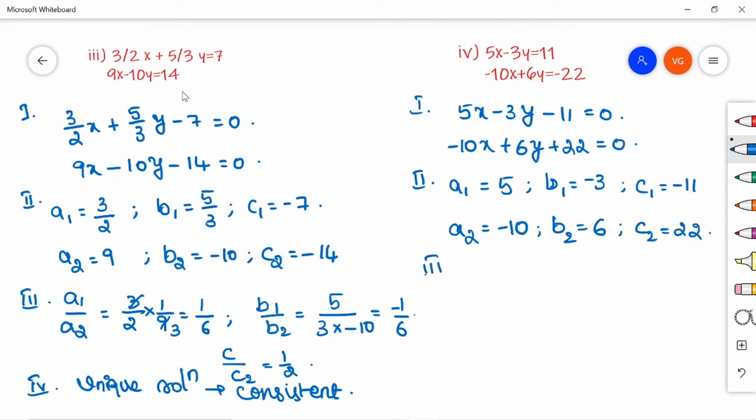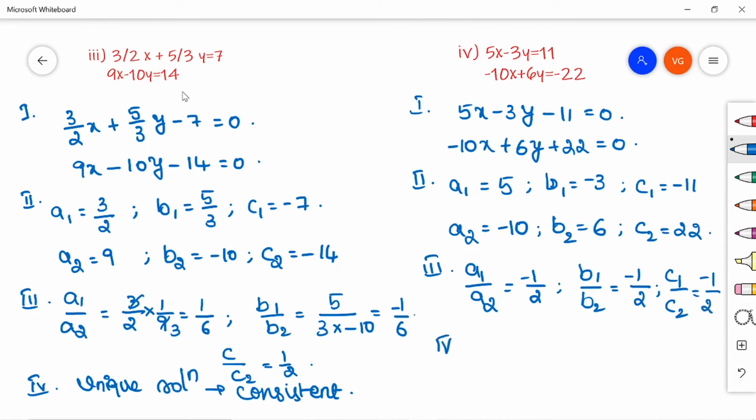Now find out the ratios. a1 by a2 is equal to 5 by minus 10, so that is nothing but minus 1 by 2. Then b1 by b2, minus 3 by 6, so minus 1 by 2. Then similarly c1 by c2, minus 11 by 22, so again minus 1 by 2. Now if you are comparing the ratios, a1 by a2 is equal to b1 by b2, that is equal to c1 by c2. Right? So that means it has infinite solutions and they are coincident lines. So it is a consistent solution.